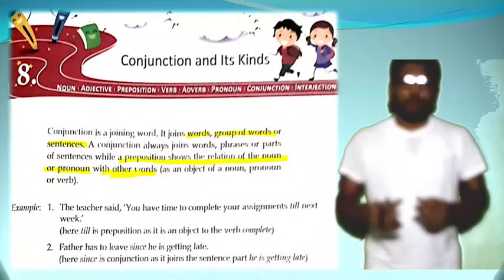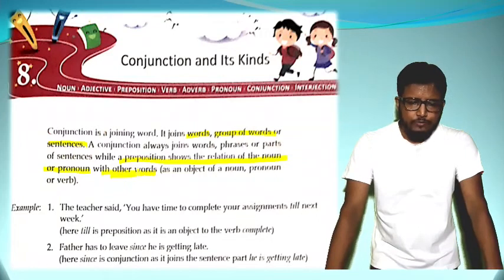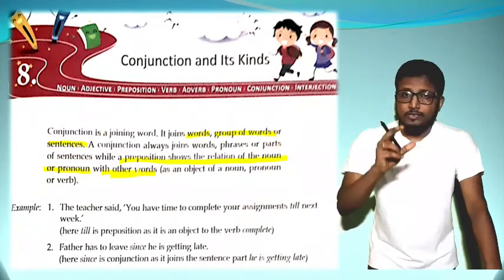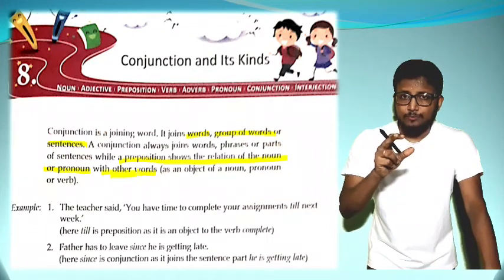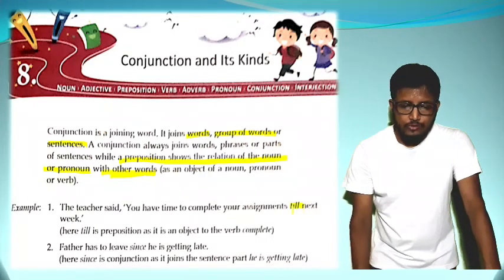Now follow your book. Two examples are there. Let's go to them. The teacher said, you have time to complete your assignments till next week. Look at the sentence, one word is written in italics. Here till is a preposition, as it is an object to the verb complete, isn't it? Yes, obviously till is a preposition example.